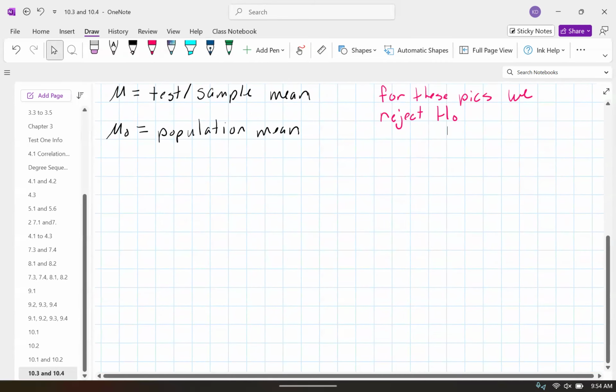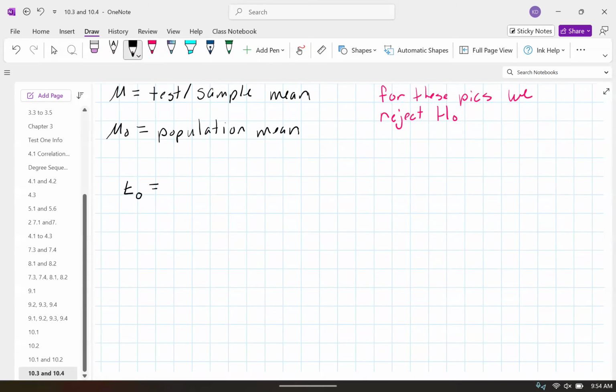So for our means, our test statistic, we've used this before, is X bar minus our mu naught all over S over root N.